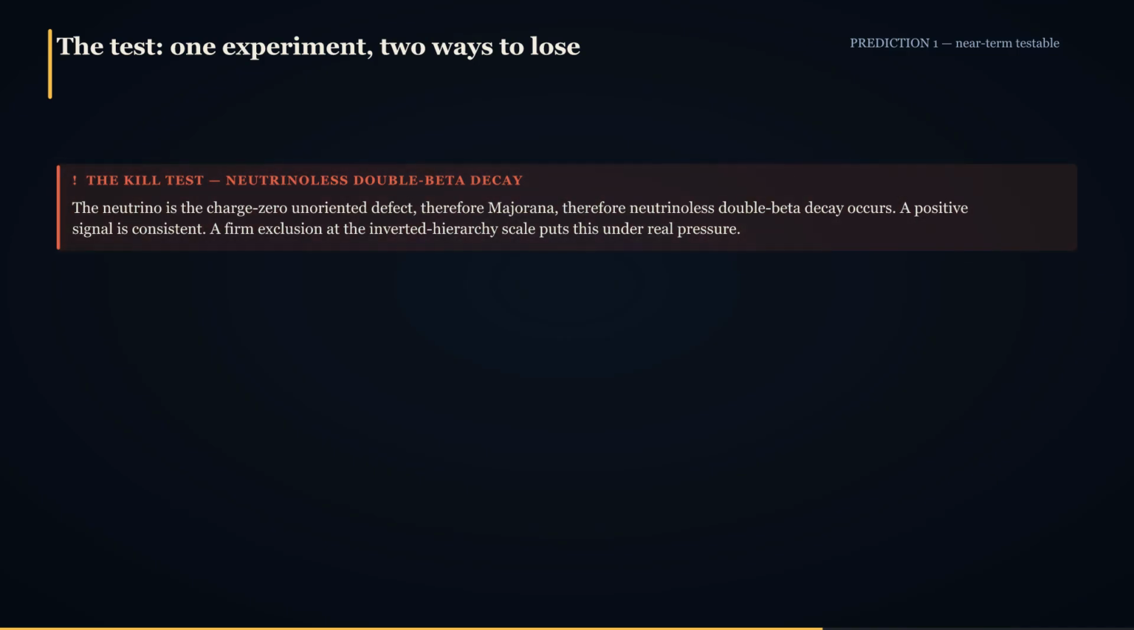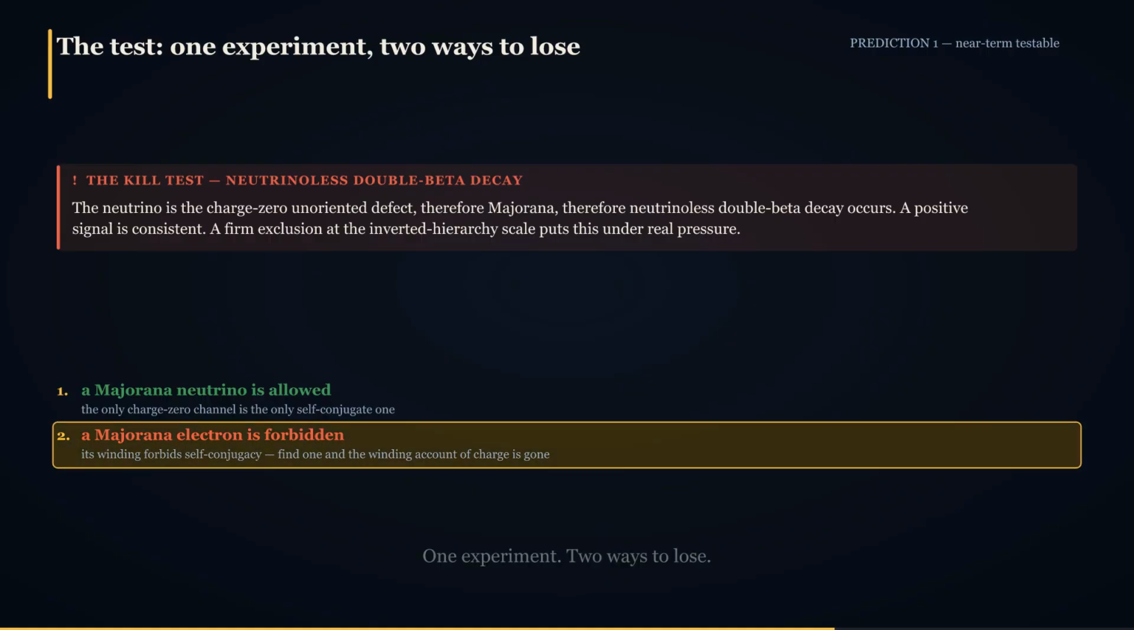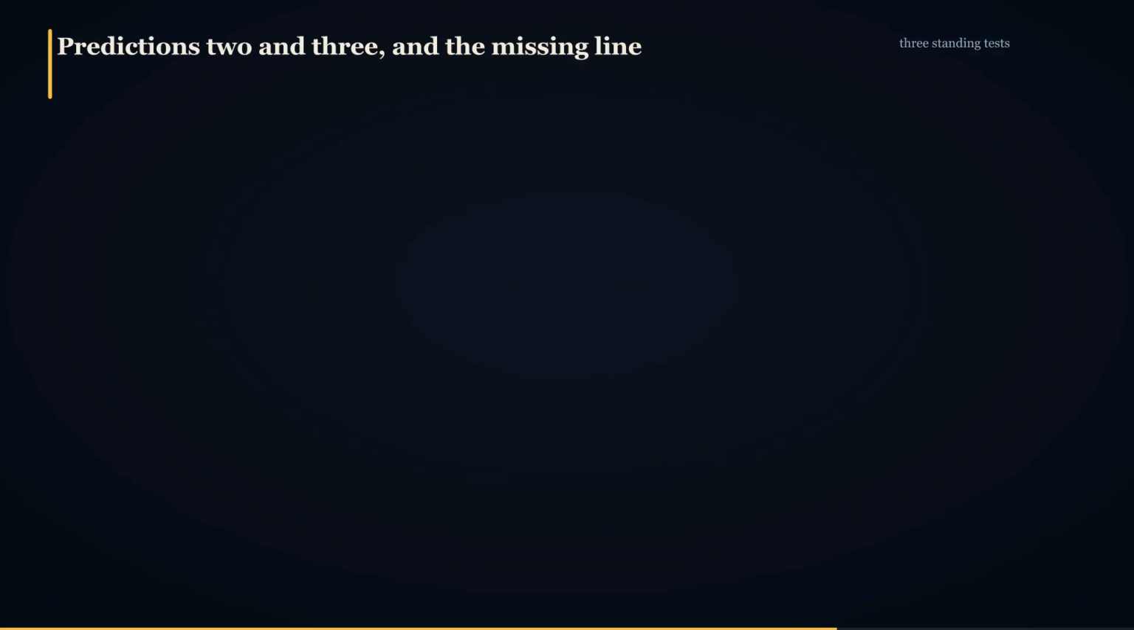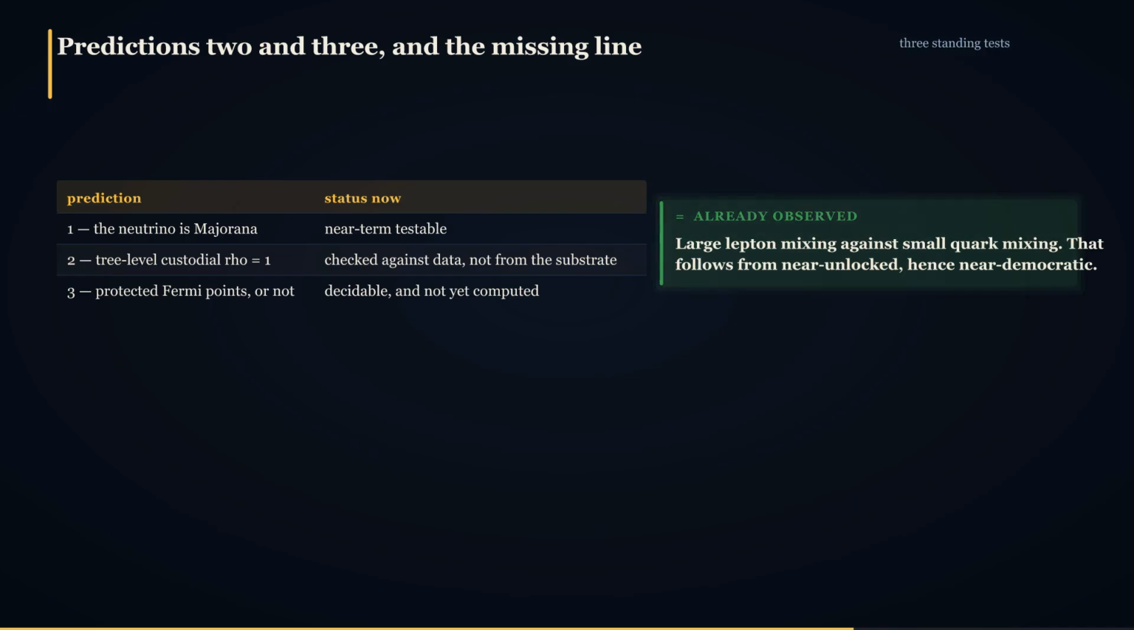And the prediction has a second edge that is easy to miss. No charged fermion may be Majorana here because its winding forbids self-conjugacy. So a would-be Majorana electron would falsify the winding account of charge outright. Prediction 2 is the custodial check we just computed. Tree-level rho equal to 1 is required of the locking geometry, and a substrate calculation returning anything else excludes the parton channel structure. Its paired signature is already observed, large lepton mixing against small quark mixing, and that follows from neutrinos being near and unlocked, hence near democratic.